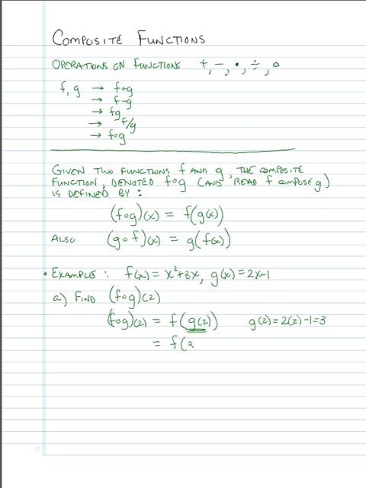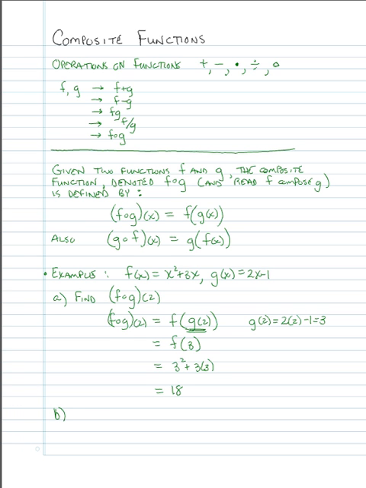So that's what g of 2 is right here. And so that 3 value becomes the input into f. And now we simply calculate f of that new input, 3. And of course, that's going to be 3 squared plus 3 times 3. And we recognize that that's what? 9 plus 9, or 18.